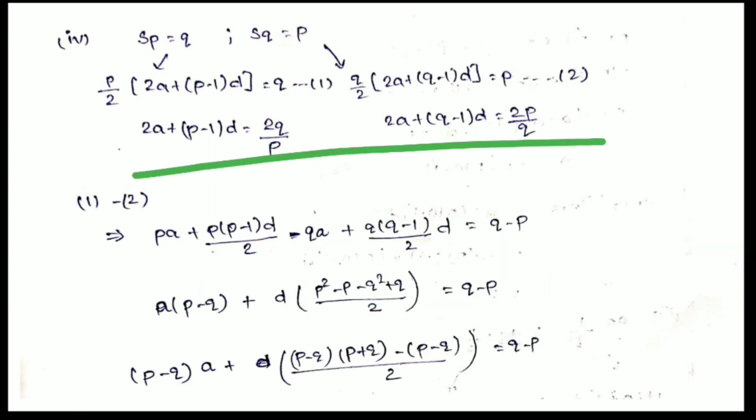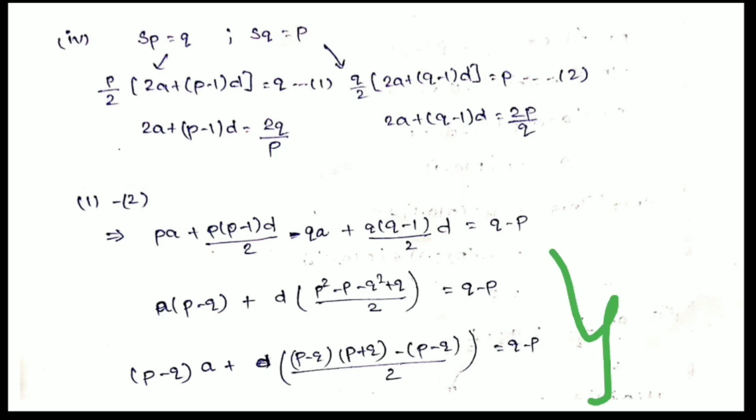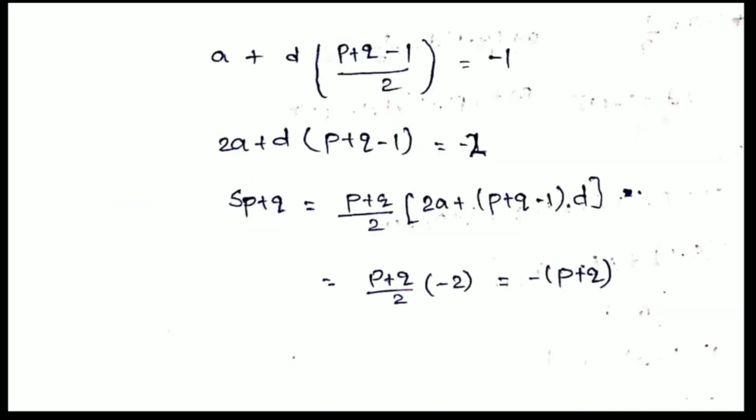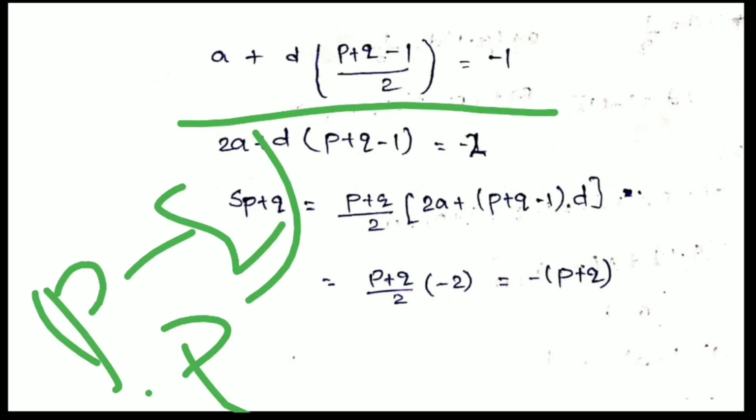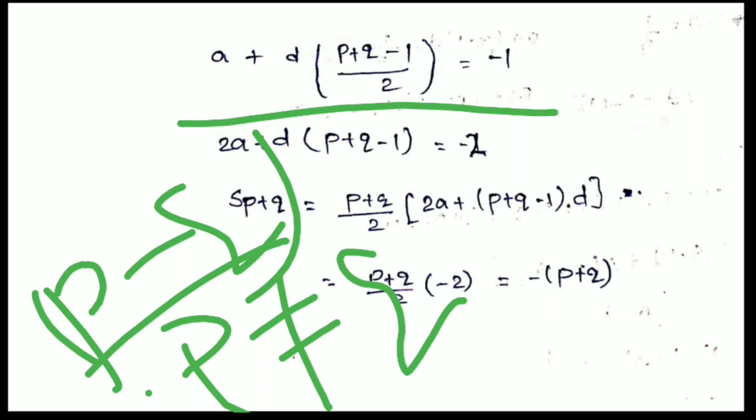Now let us subtract 2 from 1, that is PA minus QA plus P into P minus 1 by 2 D, plus Q into Q minus 1 by 2 D, equals Q minus P. So A into P minus Q plus D into like this. Let's simplify it still more. P square minus Q square means P minus Q into P plus Q, minus of P minus Q. Now we get like this. When we take P minus Q common and cancel it, we cancel it because P is not equal to Q, so P minus Q will not be 0.